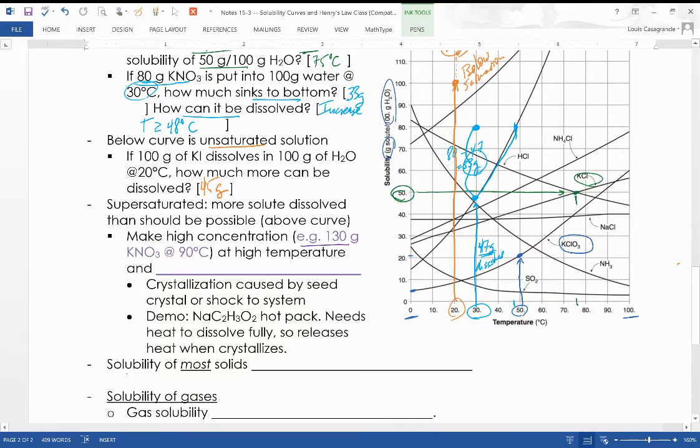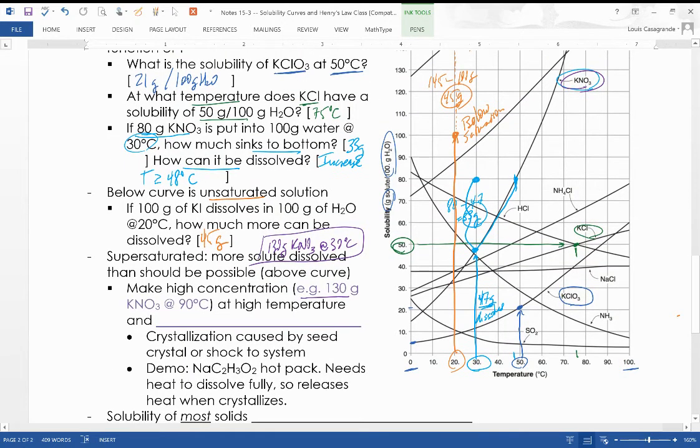I want 130 grams of KNO3 at, let's write that in here, KNO3 at 30 degrees C. So I want to have that supersaturated solution. So let's mark on the plot, 130 grams at 30 degrees C. Now, there's no curve there, but remember, we're going to be dealing with the potassium nitrate curve. So here's 130 grams at 30 degrees C.